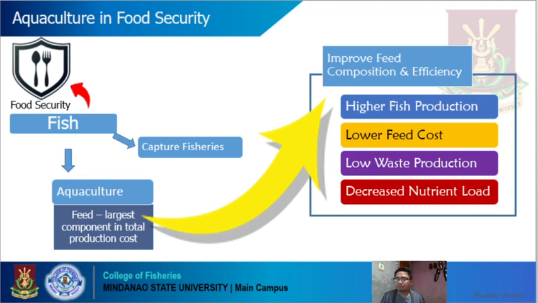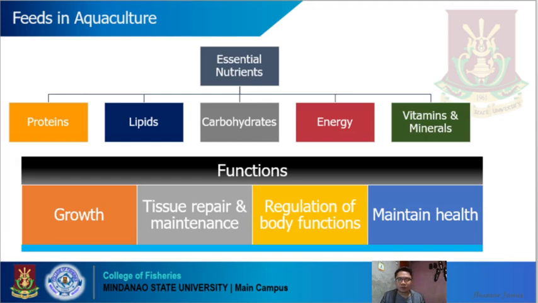Now, since I told you earlier that feed is the highest form of cost in the total aquaculture operations, the feeds basically have to have the essential nutrients, no? It has to have adequate proteins, adequate levels of lipids, carbohydrates, energy, vitamins, and minerals. Later on, I'm planning to have a virtual reporting on each one of these through Google Meet. So perhaps one or some of you will be reporting on this, right?